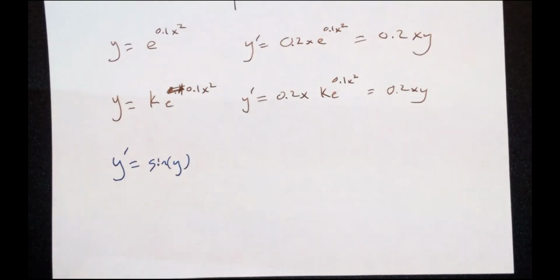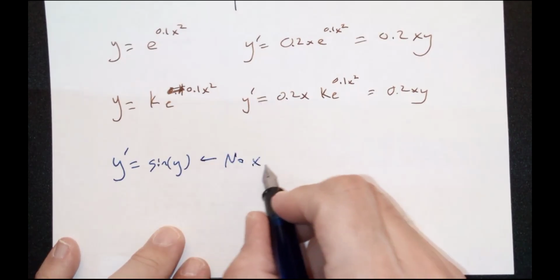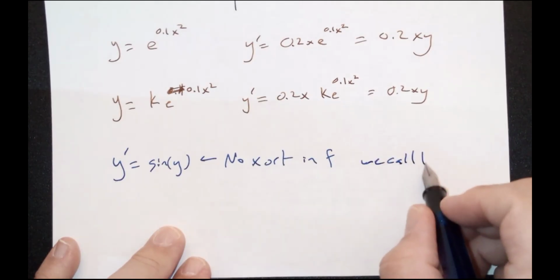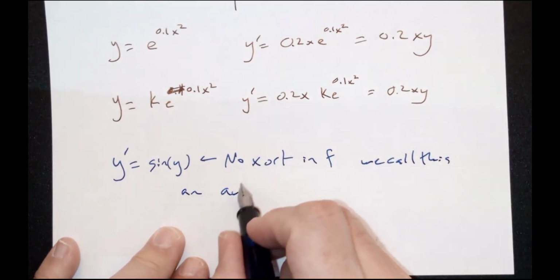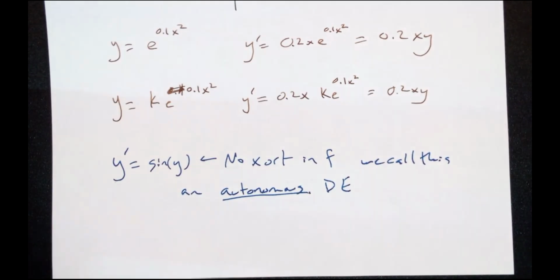Okay. I can take this equation, I can set it equal to a number. That'll give me a curve. But because there are no x's in here, we're going to call this an autonomous differential equation.